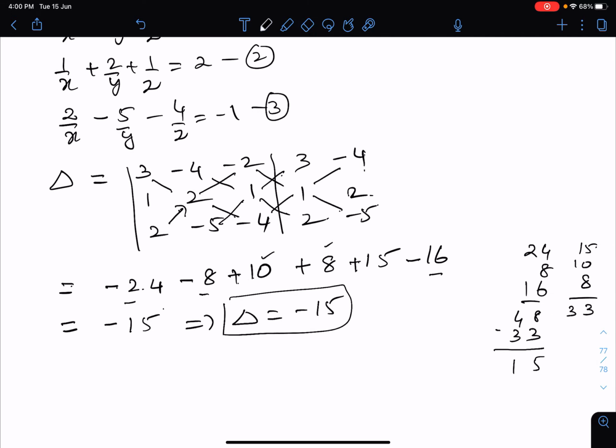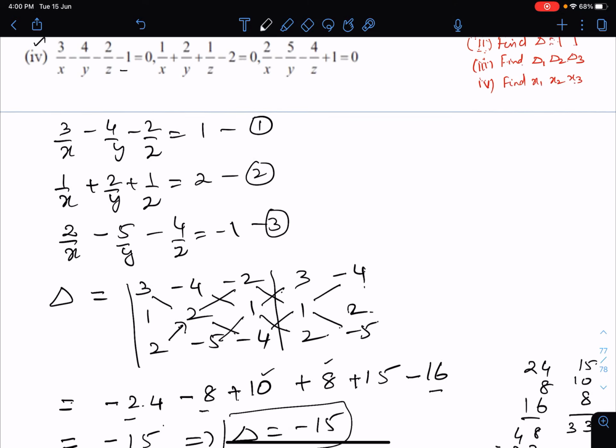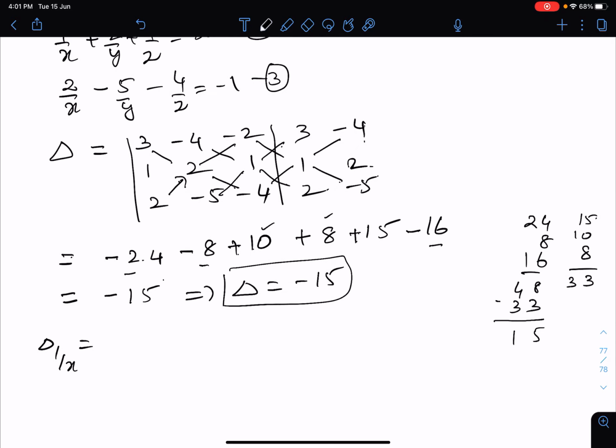First I have found del. I have written the coefficients of x, y and z as they are, and then repeated the first and the second column, and you get del equal to minus 15. Now we are going to go to the next step, del 1 by x.